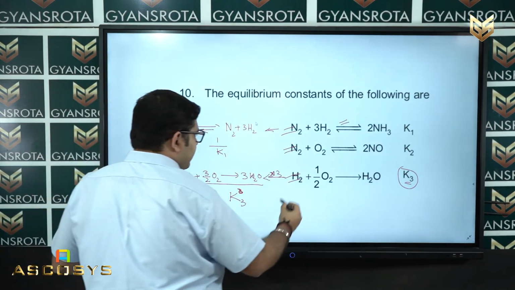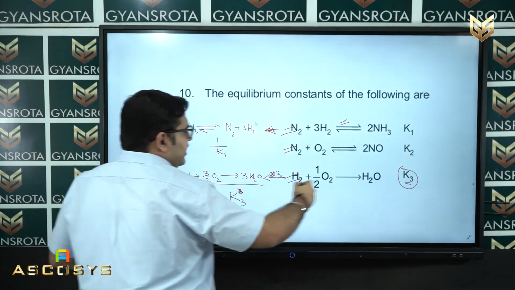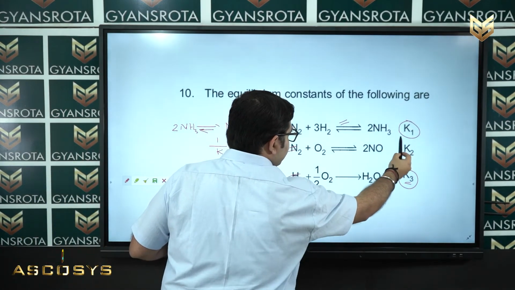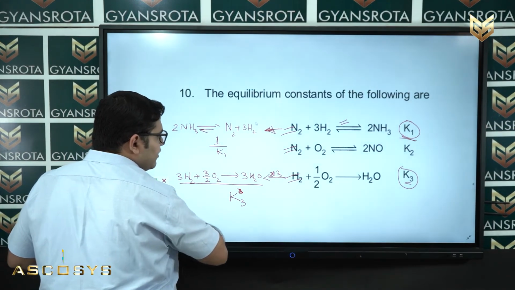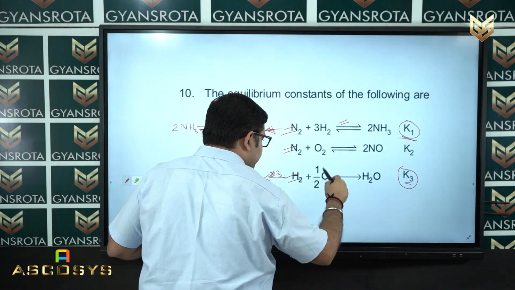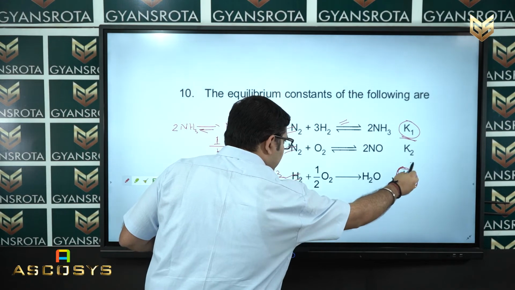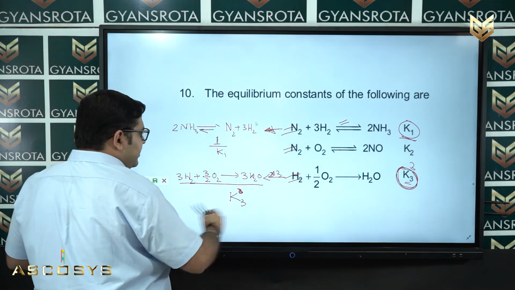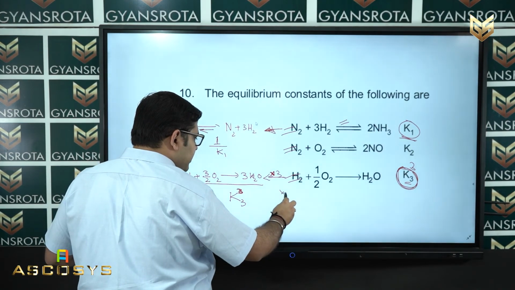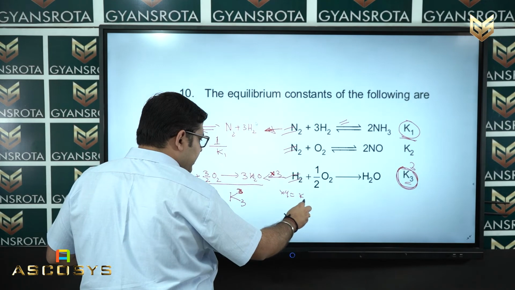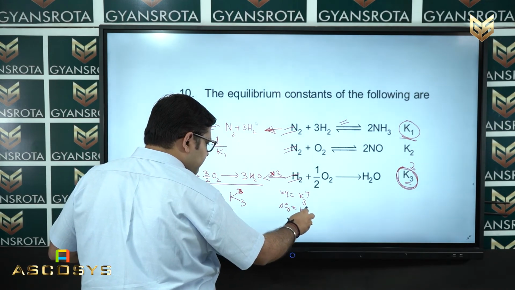So, always remember, when we reverse any reaction, then that equilibrium constant or rate constant, whatever is given, always goes into the reciprocal format. And when that reaction is multiplied with any number, then this constant is also raised to the power of that number. Like here it is multiplied with 3, so that is why it is to the power of 3. If this reaction is multiplied with 4, then I have to write K3 to the power 4. If it is multiplied with 5, I have to write K3 to the power 5.